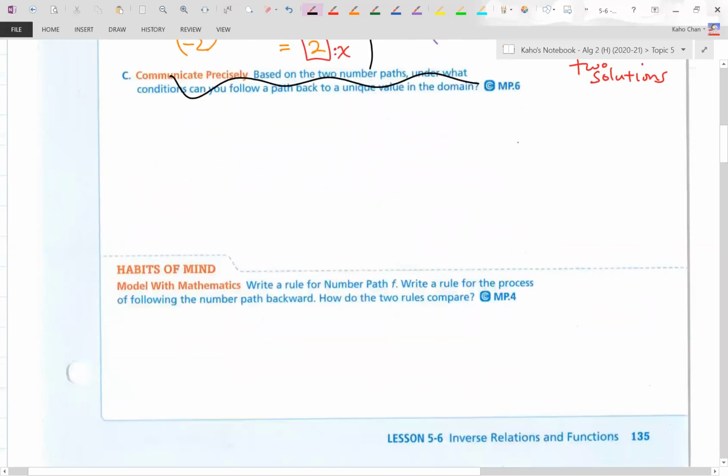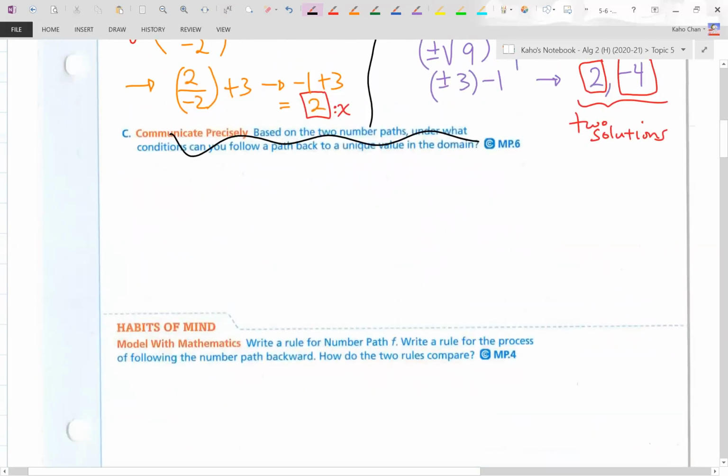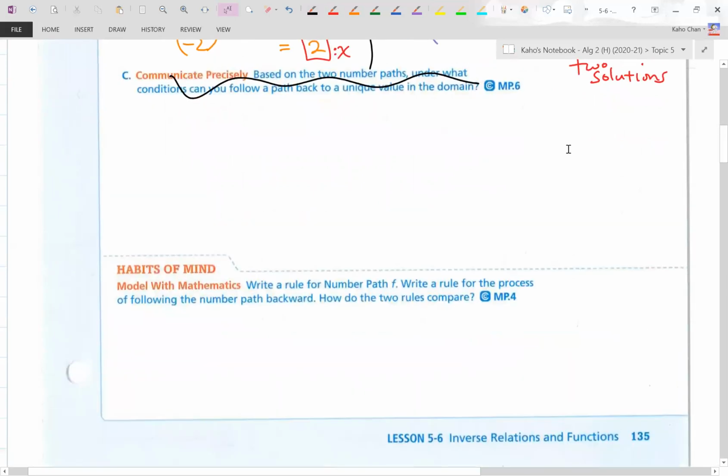Habits of mind at the bottom is kind of interesting. Write a rule for a number path f. Write a rule for the process of following the number path backwards. How do the 2 rules compare? So instead of just using the number 1 that we started out with in this opener, let's just use the variable x instead of 1. The first rule was to subtract 3. Okay, x minus 3. The next step was to multiply by -2. Fine. There's that. And the last step is to add 5.